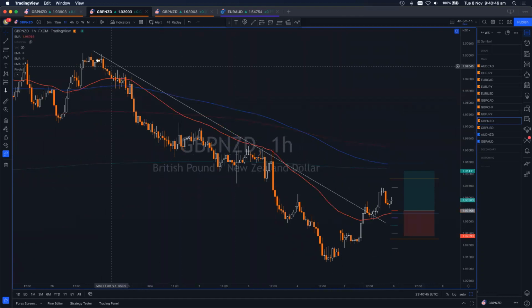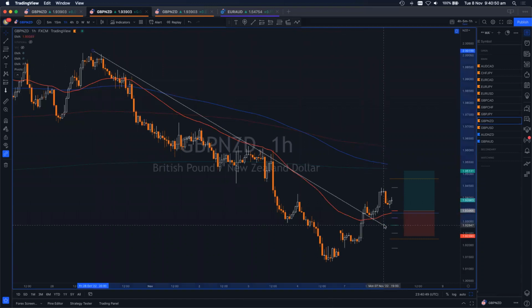So here's our trend line. It looks pretty good. It was tested, broken, and then retested yesterday. The strength of the trend line shows it's a strong trend line. Since then, it's been breaking up.